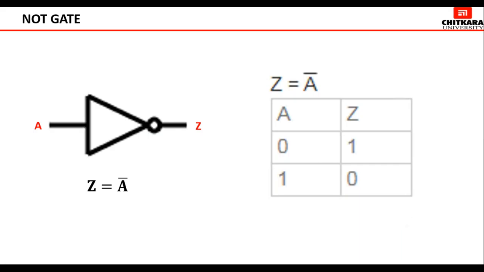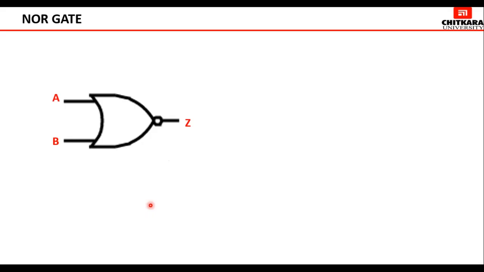Then we move on to the next gate, that is the NOR gate. Okay. So what is the NOR gate? The circuit diagram of the NOR gate is like this. Can you see it is a combination of OR gate and NOT gate? This was the symbol for the OR gate. And in front of it, the NOT gate has been placed. That means whatever is the output of the OR gate, we have to take its complement, right?